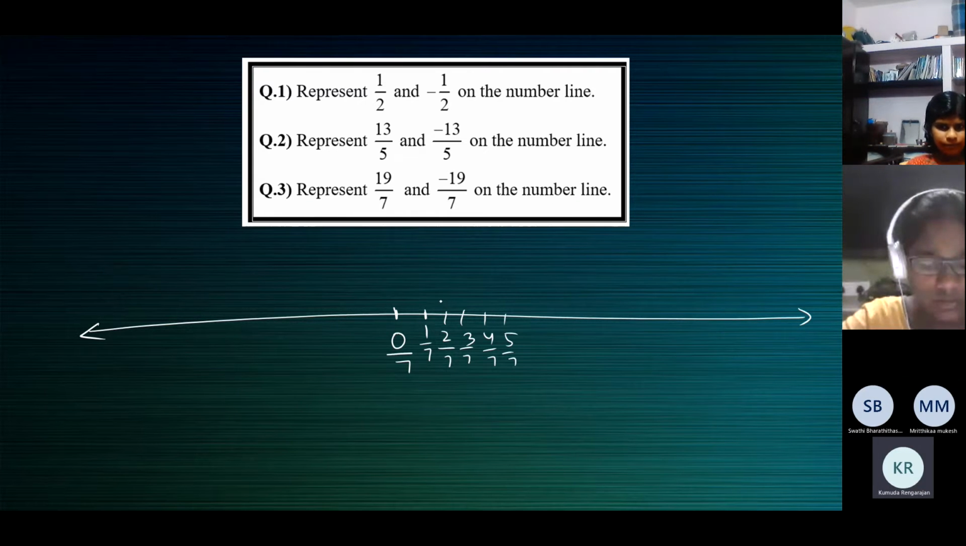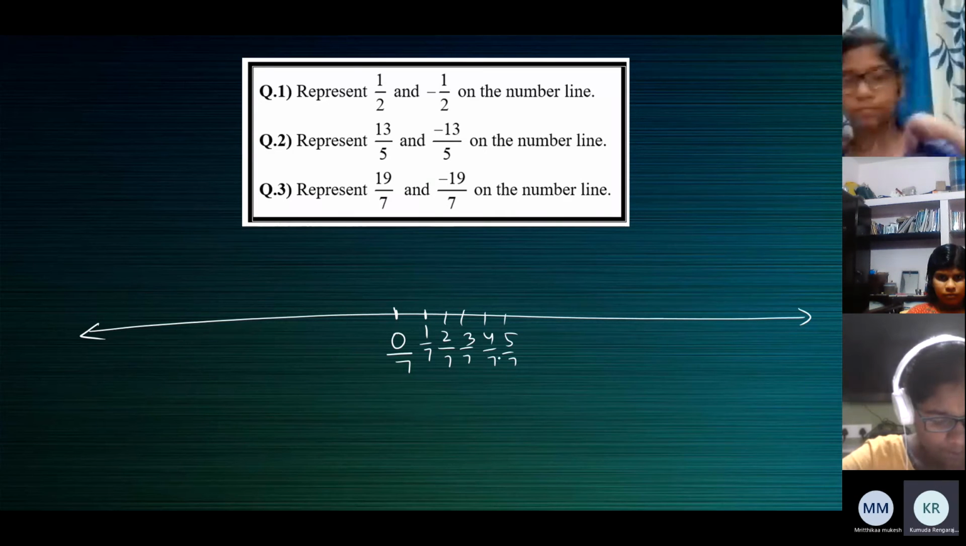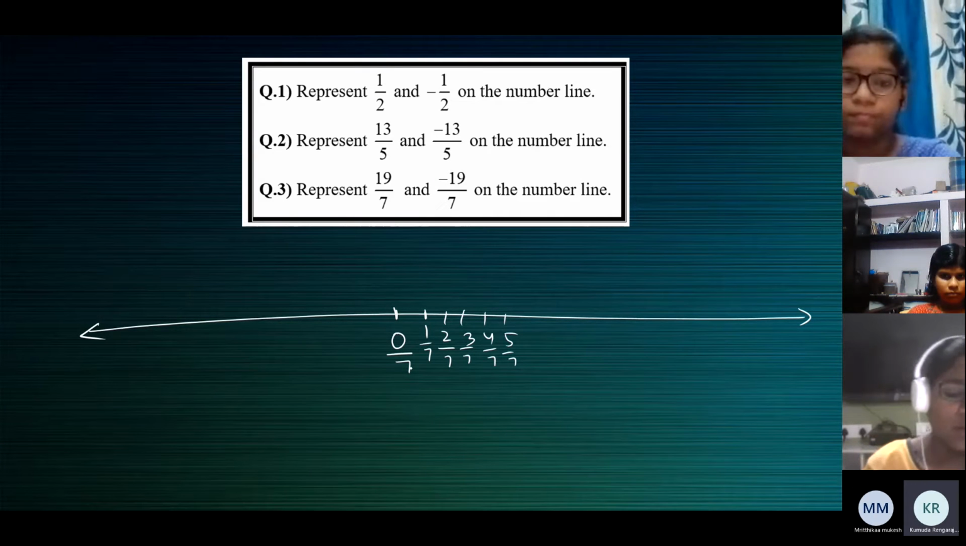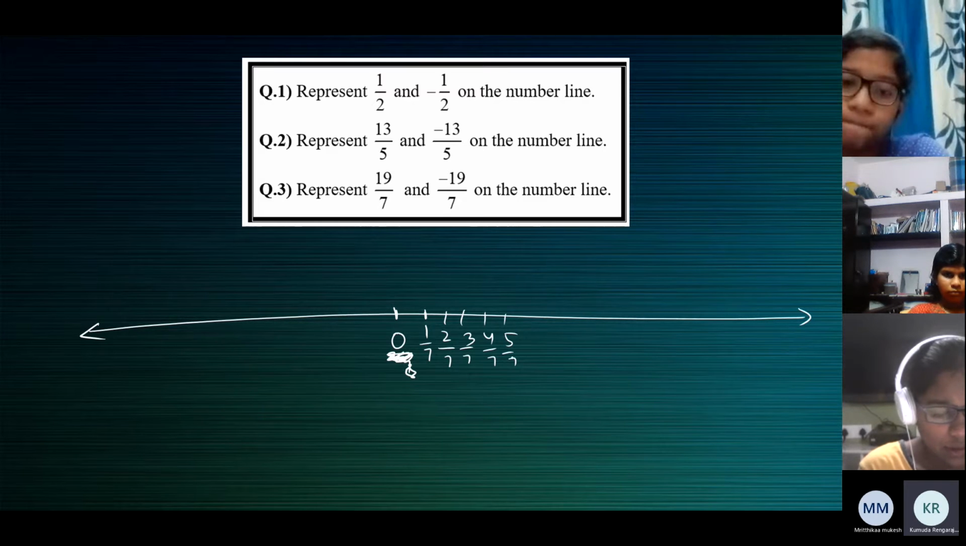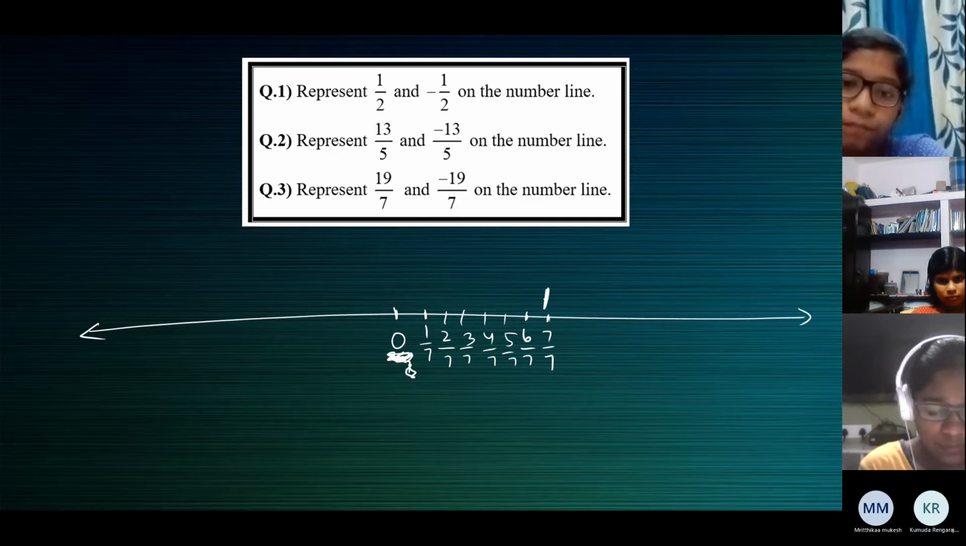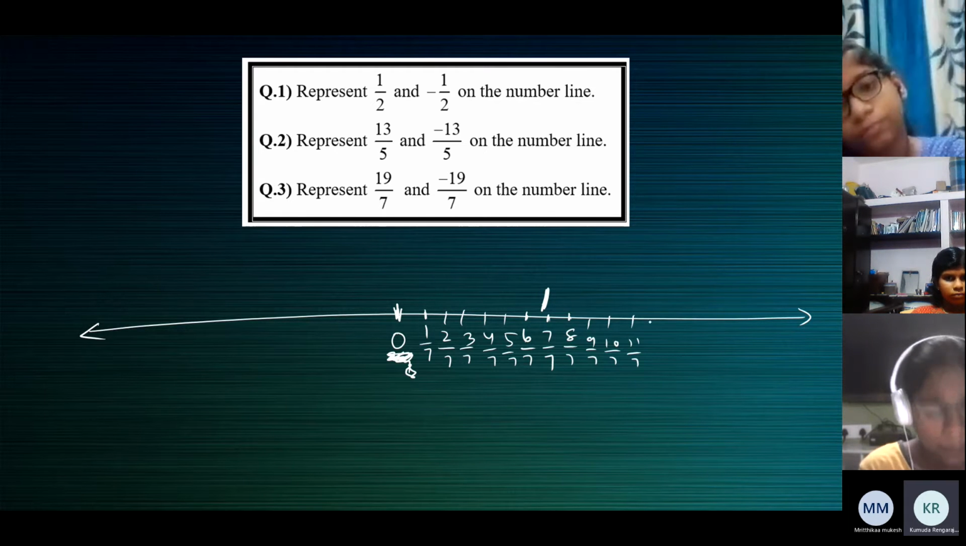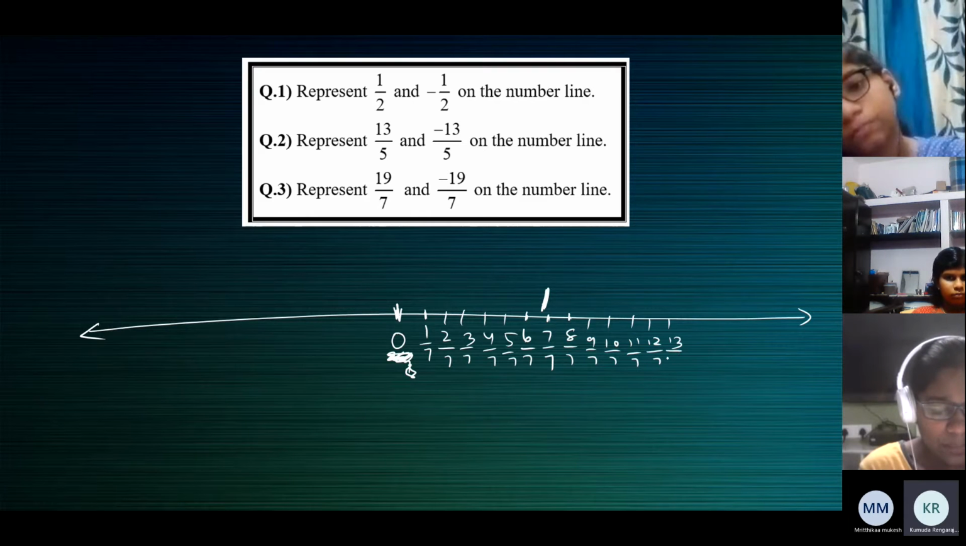In 19 by 7, the denominator is 7. So I write 0 as 0 by 7. You don't have to show this, but when you see 0, read it as 0 by 7 in your mind. 1 by 7, 2 by 7, 3 by 7, 4 by 7, 5 by 7, 6 by 7, 7 by 7. This is 1. Now 8 by 7, 9 by 7, 10 by 7, 11 by 7, 12 by 7, 13 by 7, 14 by 7. 14 by 7 is 2. So this is 1, this is 2.